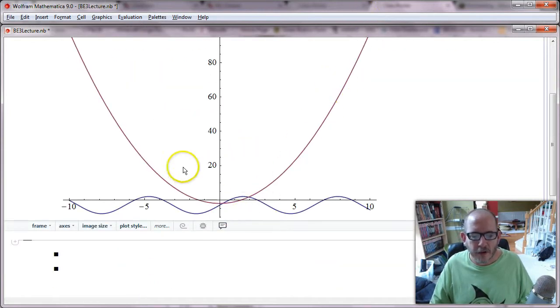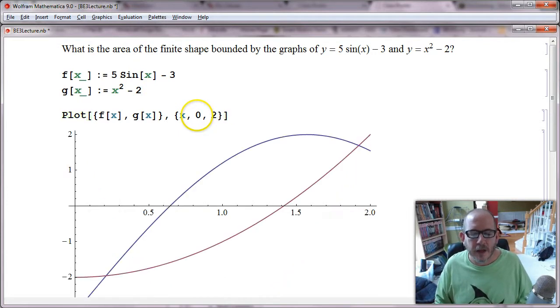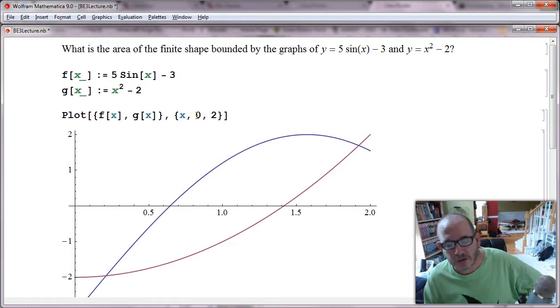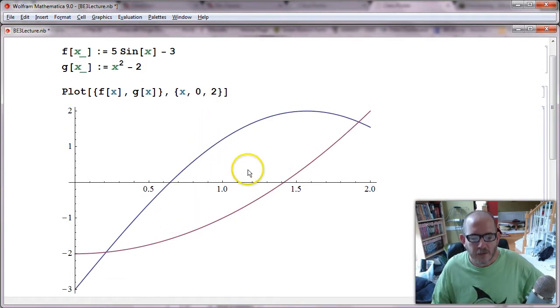Okay, so there's the parabola, there's the sine that shifted down, and it looks like they're talking about this piece right here, which is between 0 and it looks like 2. So let's take a shot at it, change this from 0 to 2, and see what I get. And notice I'm not specifying a plot range so that I'm letting it decide what the plot range ought to be. Okay, so this shape right here is what I'm going after.